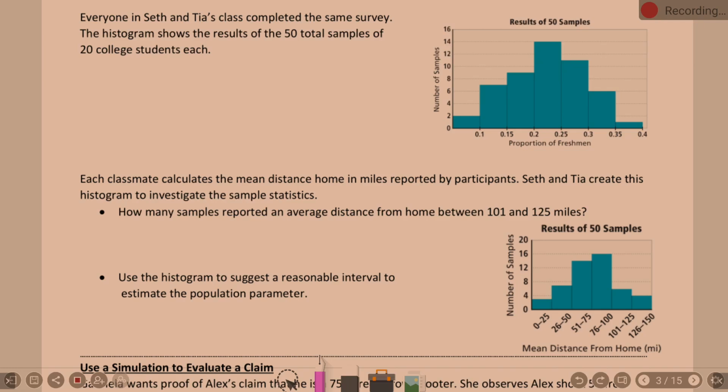Okay, so now the question isn't really specifically stated here, but now we're still kind of back to that question of whose is better, Seth or Tia. Okay. Now, before I go there, what do you notice about this shape?